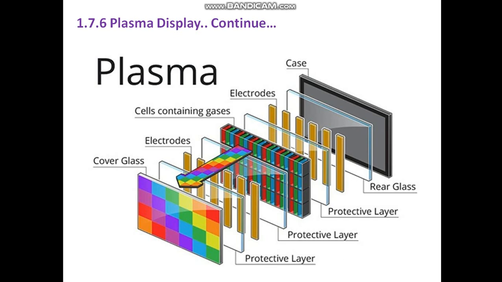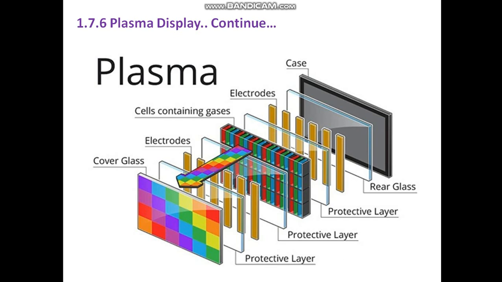By applying the voltage between the electrodes, the gas within the panel, in the space between the two glass plates, is filled with neon based gas and sealed.